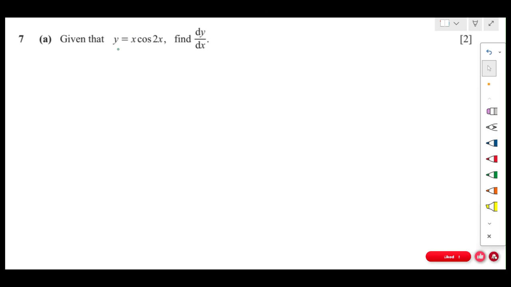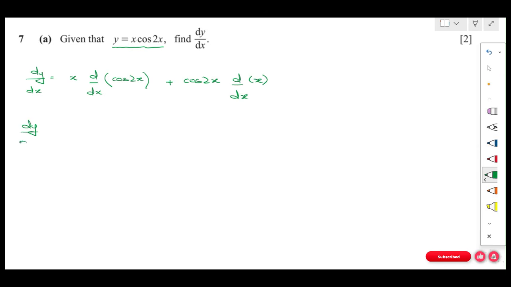Question number 7, part A, given that y equals x cos 2x, find dy by dx. So to solve for dy over dx, we have to use the product rule over here, because it's a product of two functions. The first function as it is, times the derivative of the second function, d over dx of cos 2x, plus the second function as it is, cos 2x, times the derivative of the first function, d by dx of x.